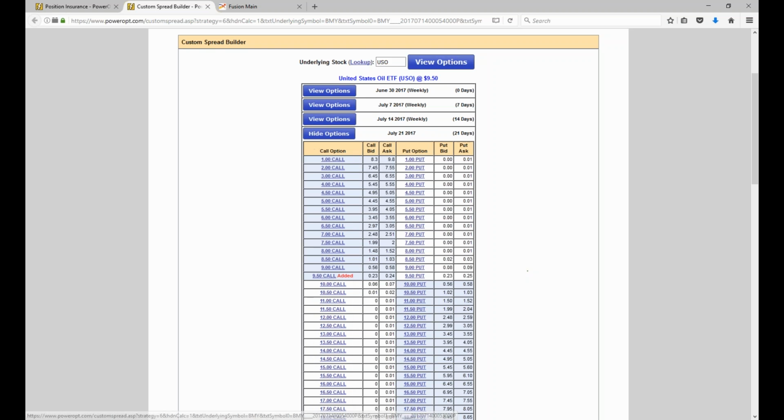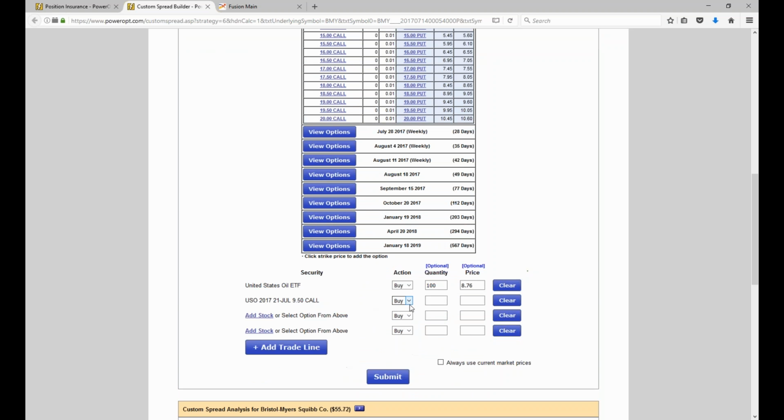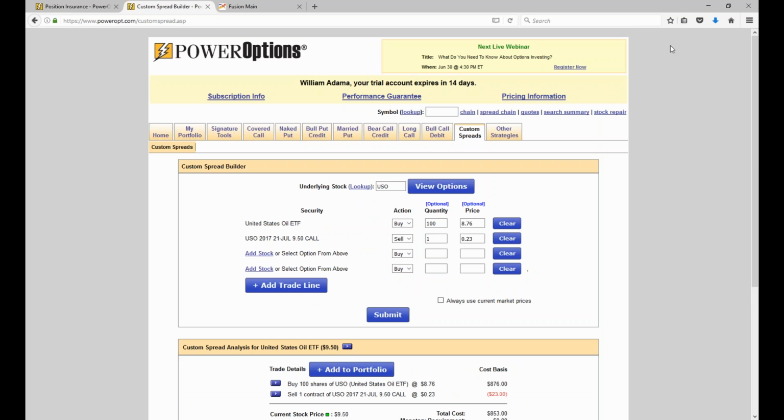Okay, and we were talking about the at the money. Would be known as at the money 9.50. Sell 100. This is just 1 and 1, but should give us the reasonable graph there.